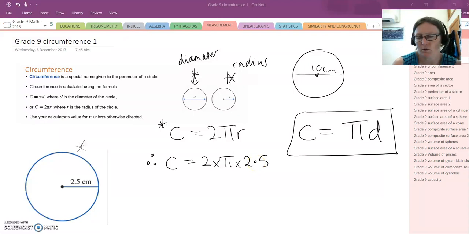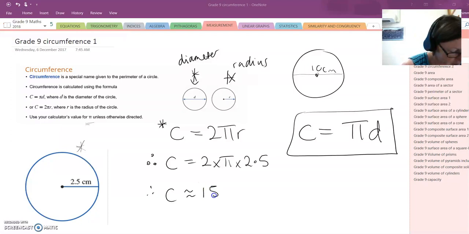Pi is 3.14 and so on, it goes on and on forever, and the best thing to do, unless you were told otherwise, is use the pi button on your calculator. So if I use the pi button on my calculator, I go 2 times pi times 2.5, the circumference, and we write it's approximately, because it's going to go on and on, 15.70796327, but it does go on.